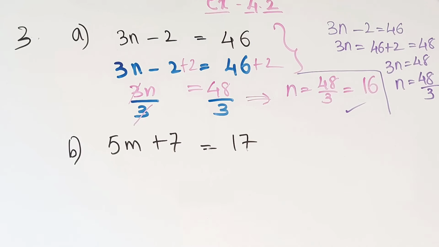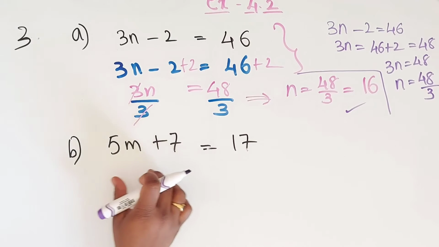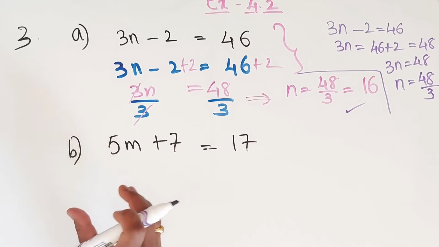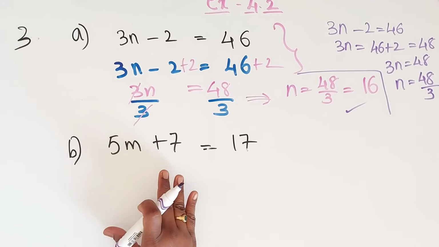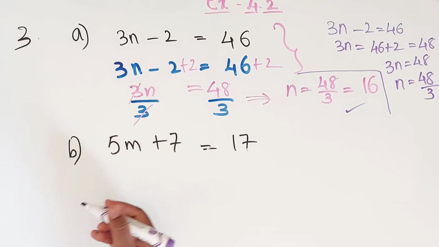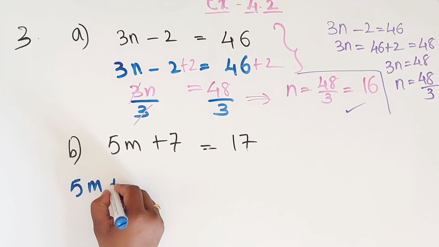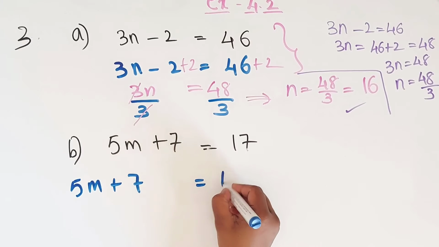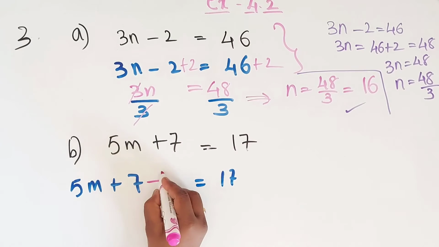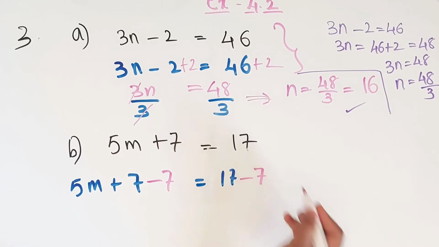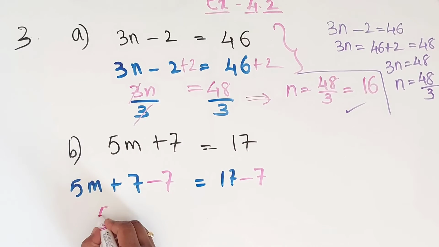Now question B, 5m plus 7 equal to 17. Here 7 is extra. We want the variable only. We want to separate the variable only. First we'll subtract 7 on both the sides. Correct, children? 5m plus 7 and 17 here, we are subtracting 7. Right? Now what is the equation?